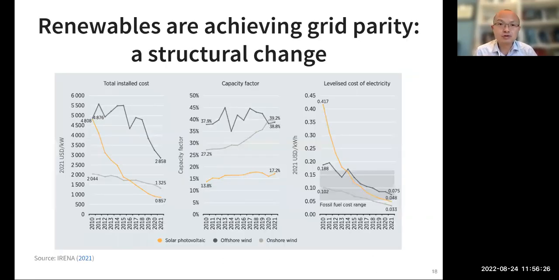One example is renewables are achieving grid parity, and we see this as a structural change. This chart from the International Renewable Energy Agency shows that from 2010 to 2021, solar PV, for example, the cost has decreased more than 80%. Onshore wind, very similar story, and the cost of renewables is really getting cheaper and achieving grid parity. So this is a structural change, and it's a game changer.